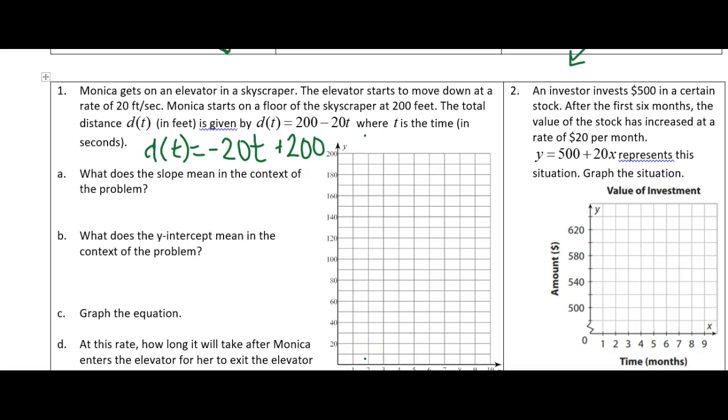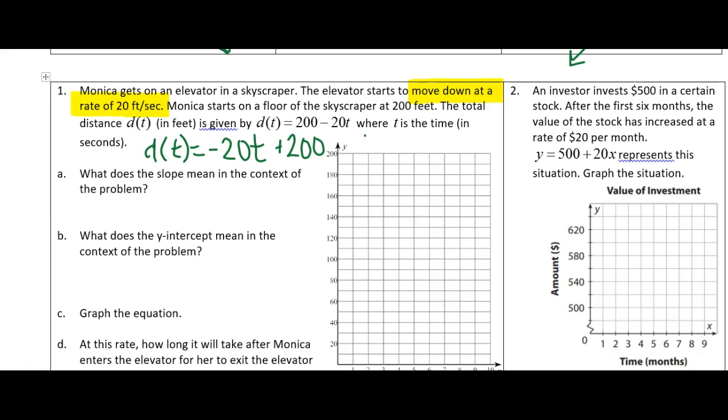Okay, so we are going to analyze this problem. The first one says, what does the slope mean in the context of the problem? Well, my slope is negative 20. If you notice it in front of your t variable, instead of x, it is t in this problem because we have distance versus time. We can reread the problem and it says the elevator begins to move down at a rate of 20 feet per second. So that is describing that negative 20 in your slope.